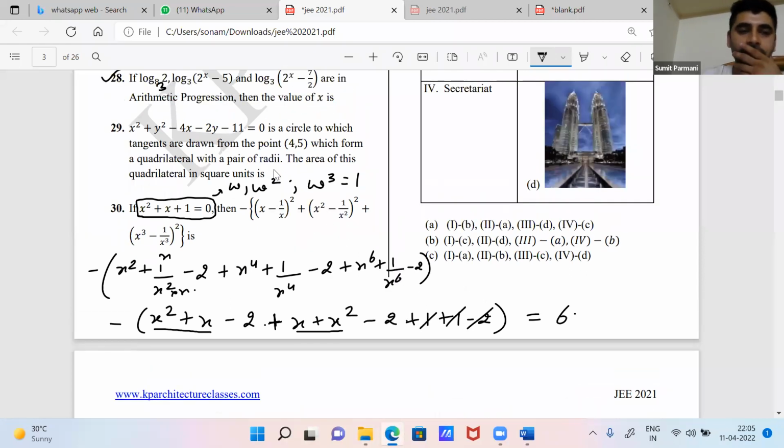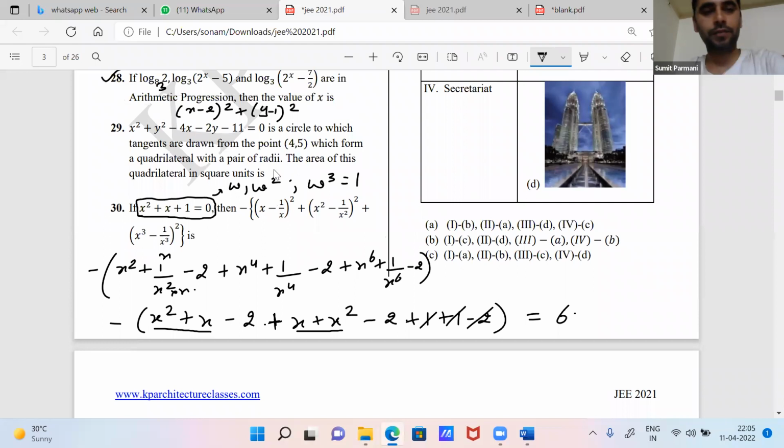29. Okay, this is a circle, and we need its center. See, this is (x minus 2) whole square plus (y minus 1) whole square. And the third part: for making this minus 2, I have taken plus 4 minus 4. So this is minus 15 plus 1 minus 1. This is minus 16 is equal to 4 square. R is equal to 4.